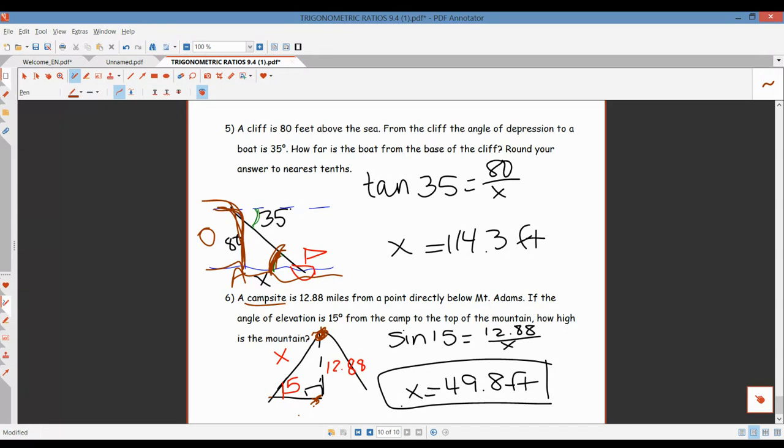So again, going back into that story, you have your angle of elevation, which I have right here. It says your campsite, I'll put that in a different color. My campsite is 12.88 miles away from the mountain. So here is my camp. And there's the mountain. And I'm looking at this triangle here. That's that triangle we're going to keep going back to. And we're trying to find how high the mountain is.